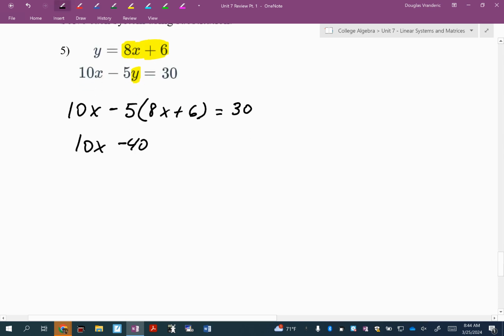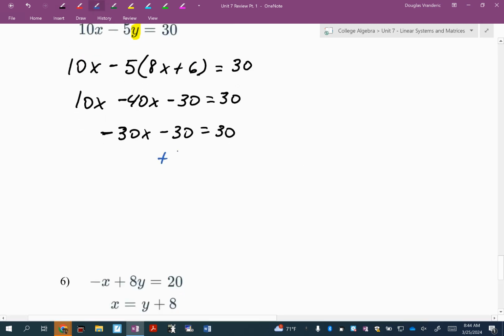Distribute. So minus 40x minus 30. So 10x minus 40x is negative 30x. Minus 30 equals 30. Let's move that minus 30 to the other side by adding 30, which gives us negative 30x equals 60. So x equals negative 2.